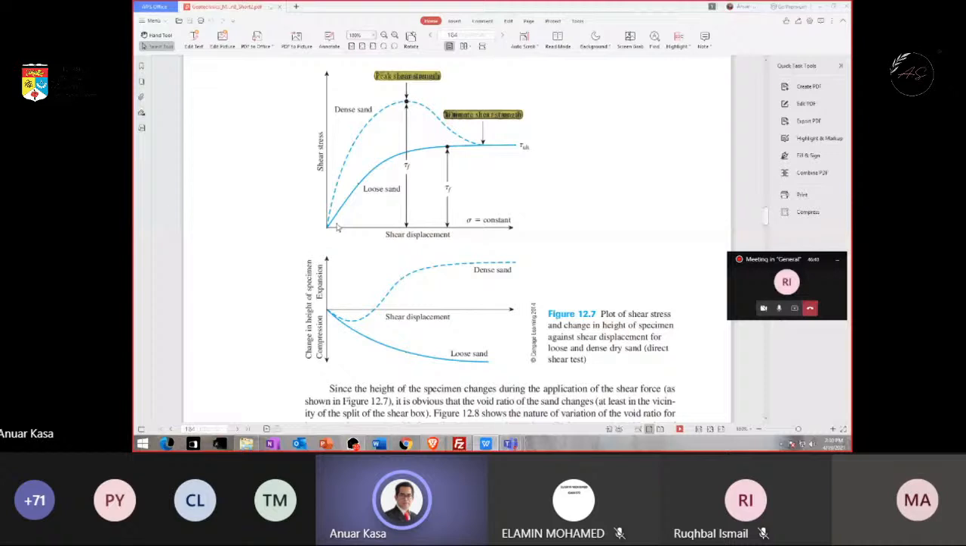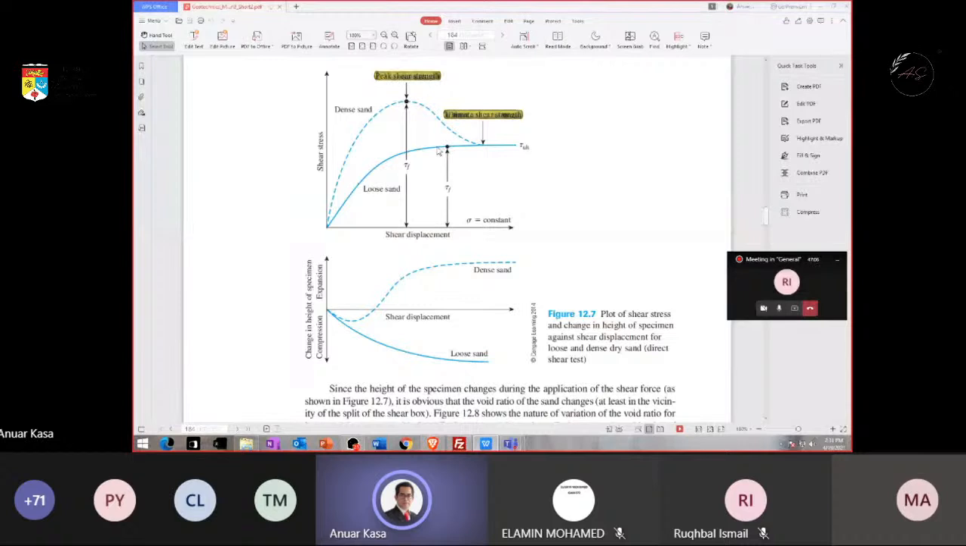If it is a dense sand, the plot is like this one. For loose sand, the typical plot will be like this one. So for dense sand, we can clearly see the peak shear strength. And for the loose sand, normally we just have ultimate shear strength. The peak is not clear, not so obvious.